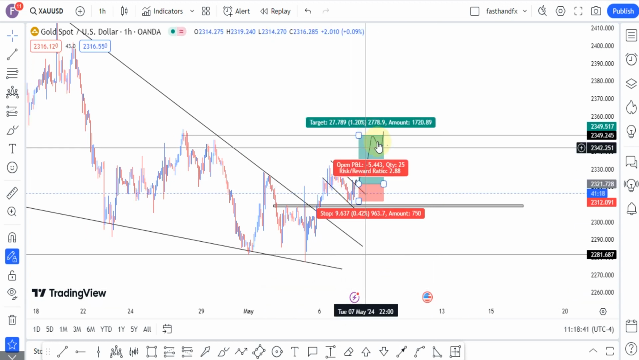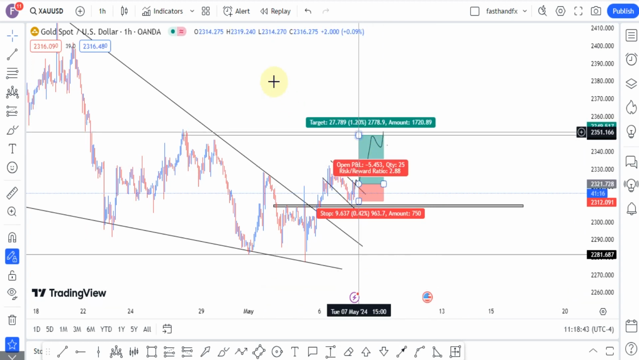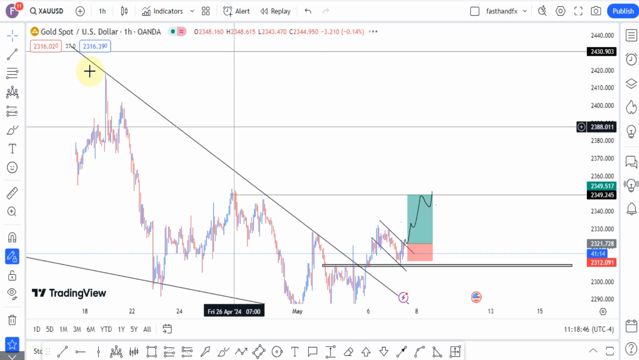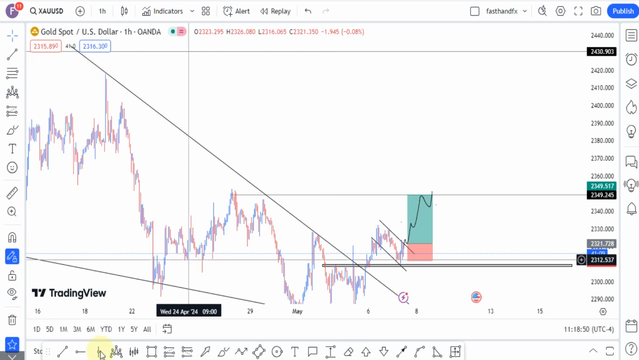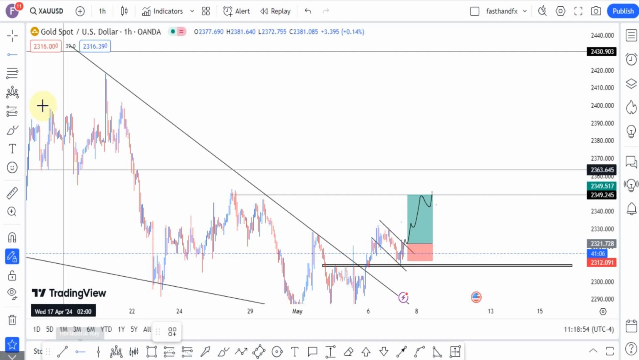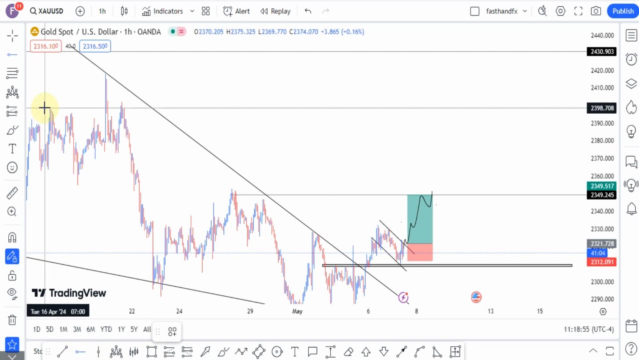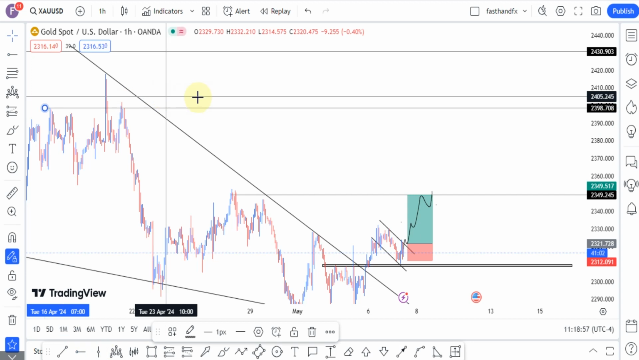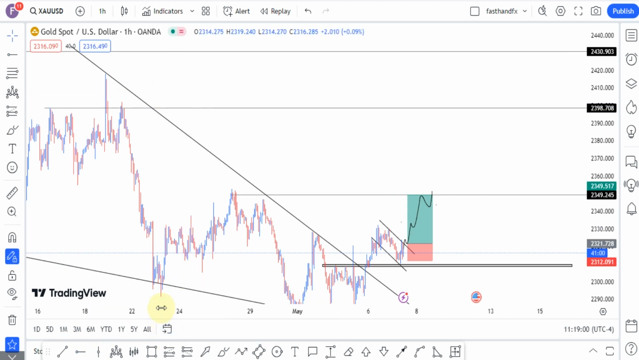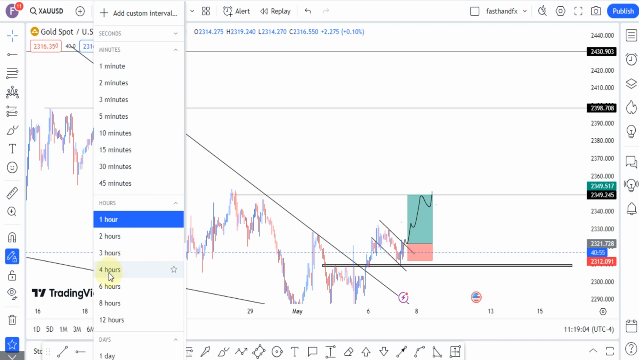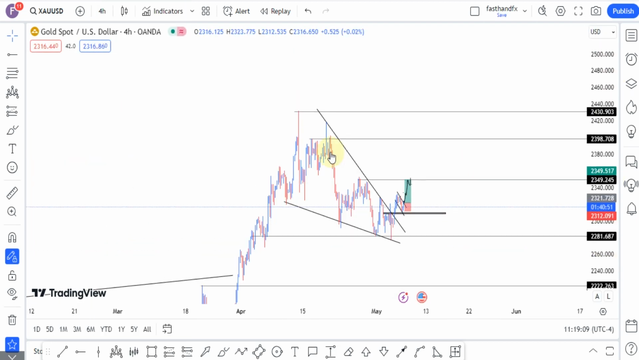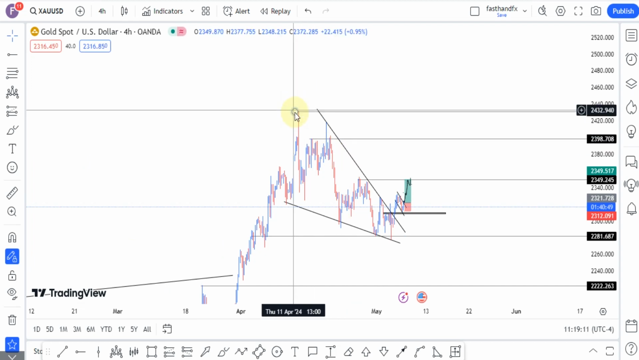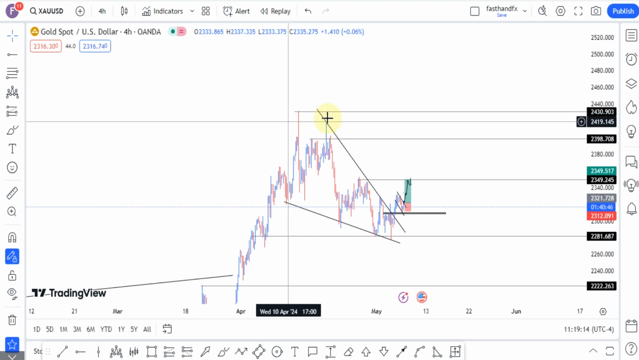So if the market does break above this area, our next target will be up here. This will be our next target. This is another key area, another resistance area, this one. Then let me show you the final target. The final target from here will be up here. This will be another key area. Then the final target will be here. This will be our final target.